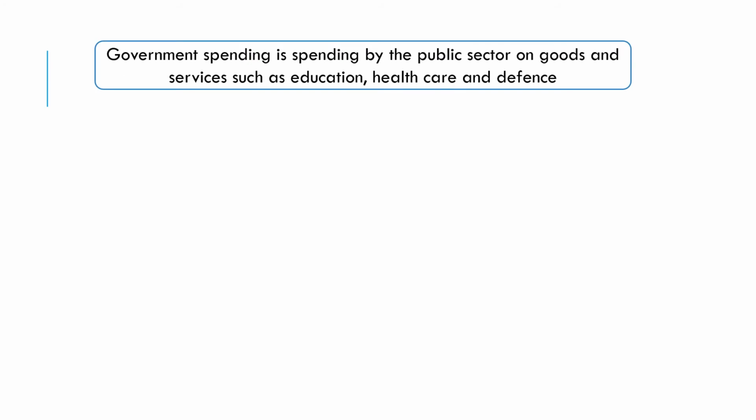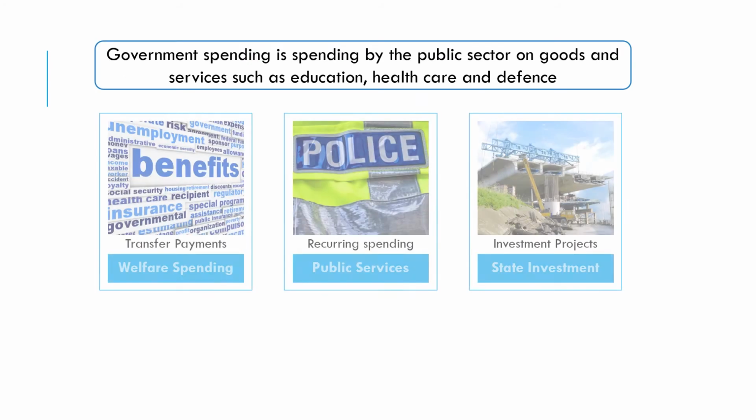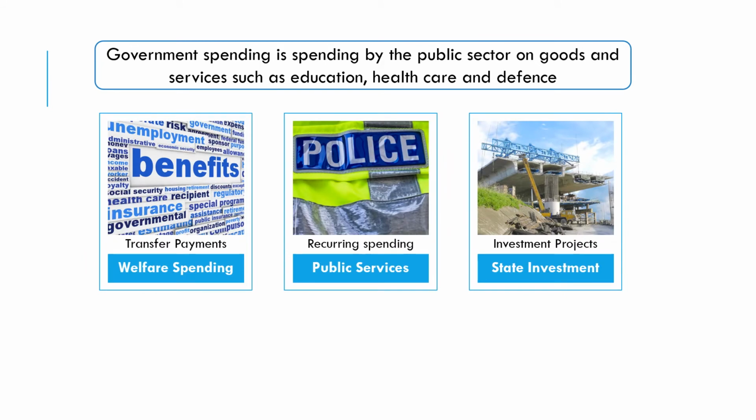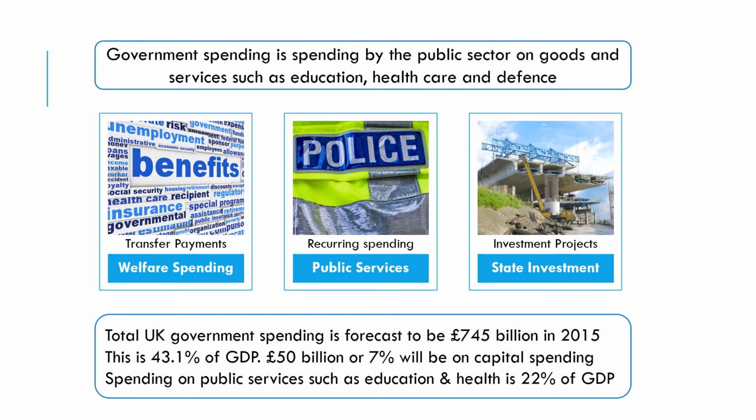So government spending is spending by the public sector on goods and services such as education, healthcare, and defence. And there are different types of spending the government may undertake. One type is known as transfer payments, and that's just transferring money to members of the economy to spend, and we would call those transfer payments, maybe welfare or things like that. Some money the government spends is on current activities, recurring spending on public services, and some spending the government does on long-term investment projects. Government spending is very significant and normally accounts for around 40% of all the spending within the economy.